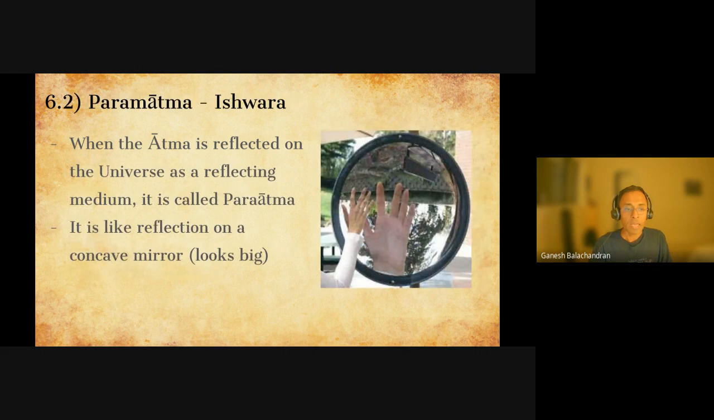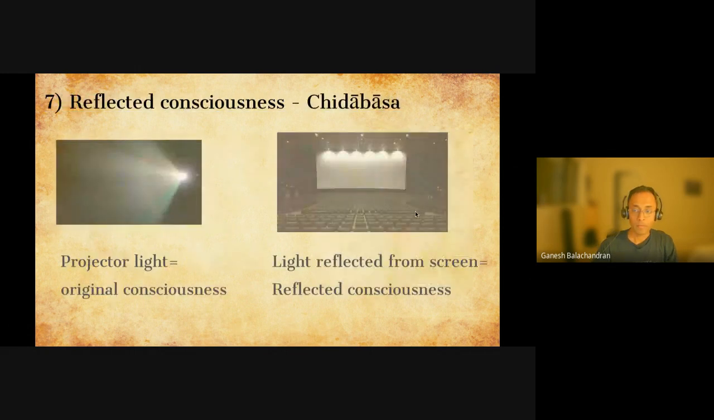Whereas in the case of Paramatma or Ishvara, Atma is reflected on the entire universe as a reflecting medium. So it's called Paramatma. It is like reflection on a concave mirror. It looks big, right? Then we have the projector light, which is like the original consciousness, and then we have the light reflected from the screen. It is like the reflected consciousness.